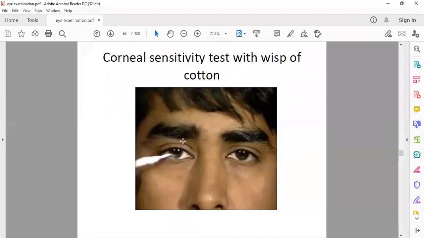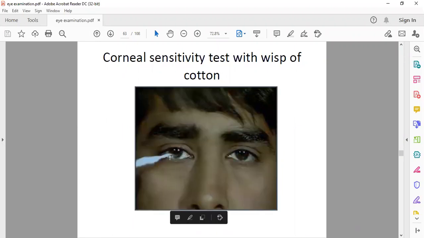So this is how you check the corneal sensation. This is a wisp of cotton. मतलब cotton को roll करना है और जो end है उसका, that end has to be very thin, and you just ask the patient to look straight and touch at the, notice where the patient is touched, not at the center, at the periphery of the cornea, and the patient should blink. So this is how you check the corneal sensitivity.